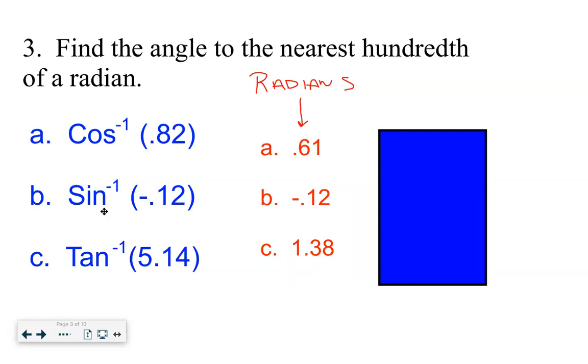So inverse cosine of 0.82 is going to return 0.61 radians. Remember, these are angles. Inverse sine of negative 0.12 is going to return negative 0.12 radians, and inverse tangent of 5.14 is going to return 1.38 radians. Okay, and again, this would be a good time to pause. Make sure you can do this on your calculator accurately in radians, and know how to shift or change your mode from degrees to radians here.